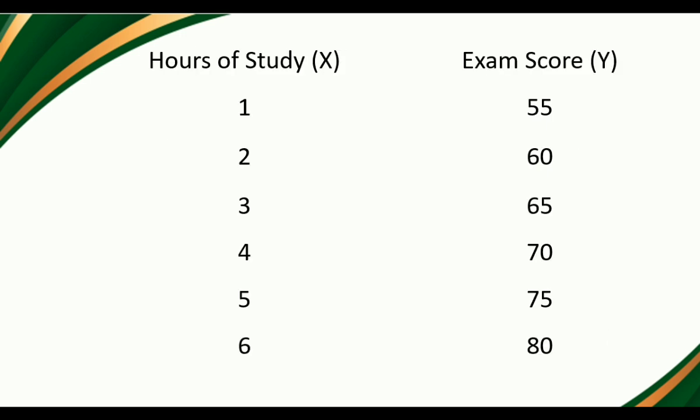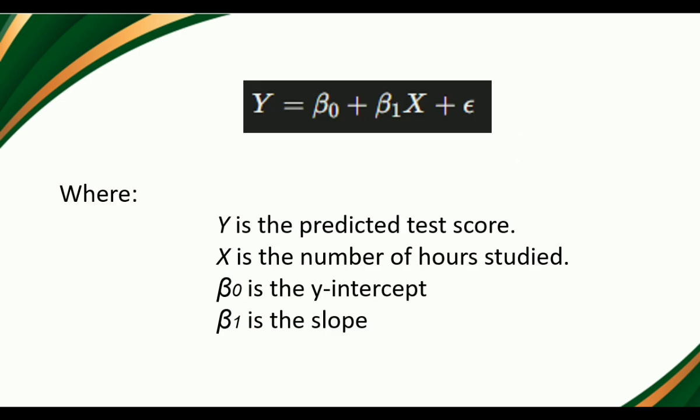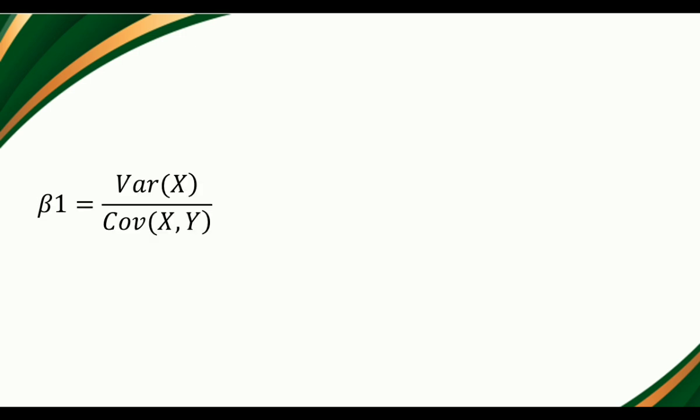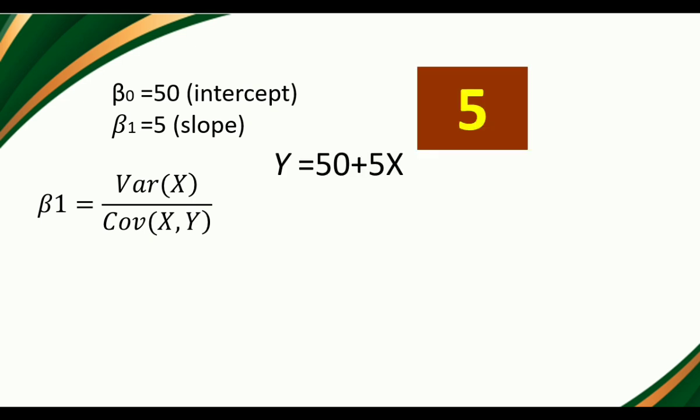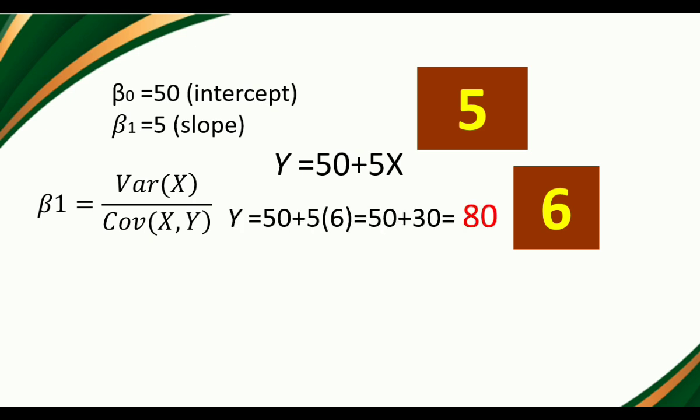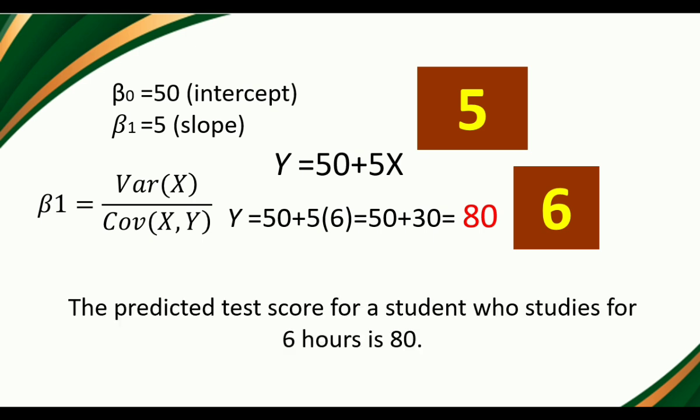For example, the relationship between the number of hours the students studied and the exam scores. Here's the data for 6 students. So we have our equation and we have to run statistical software here. Suppose we have β0 equal to 50 and β1 equal to 5. So our equation would be y = 50 + 5x. Suppose we want to predict the exam score of students who studied for 6 hours. That would be y = 50 + 5 times 6, the number of hours, that is equal to 80. Therefore, the predicted test score for students who study for 6 hours is 80.